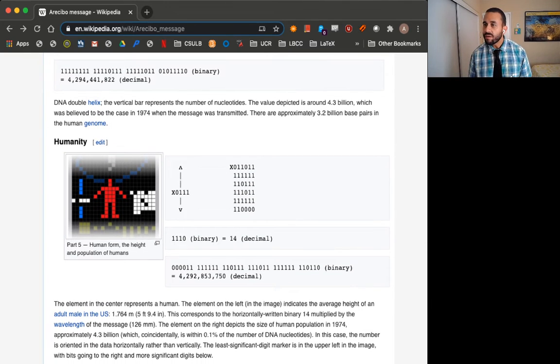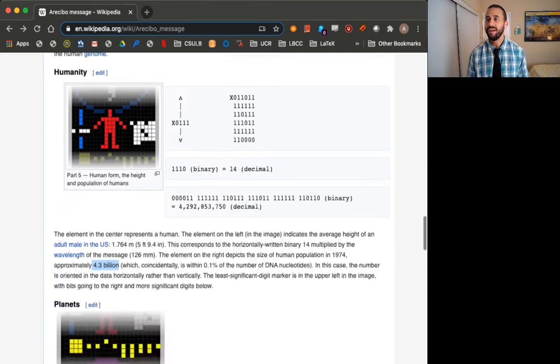The element on the right depicts the human population, approximately 4.3 billion back in 1974. You might be interested to know that our population has nearly doubled since 1974. So there are almost twice as many people alive on the planet as there were in 1974. So think about that, right? How long ago was that? How many years ago is 1974? Calculate it in your head. See if you can do it.